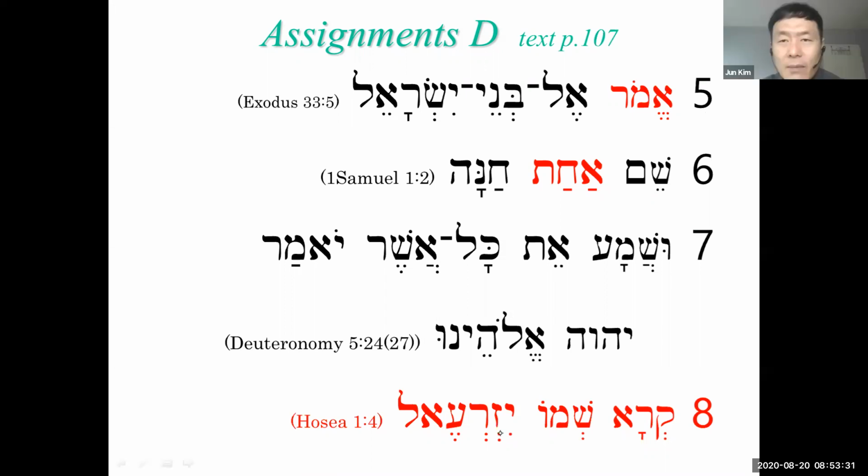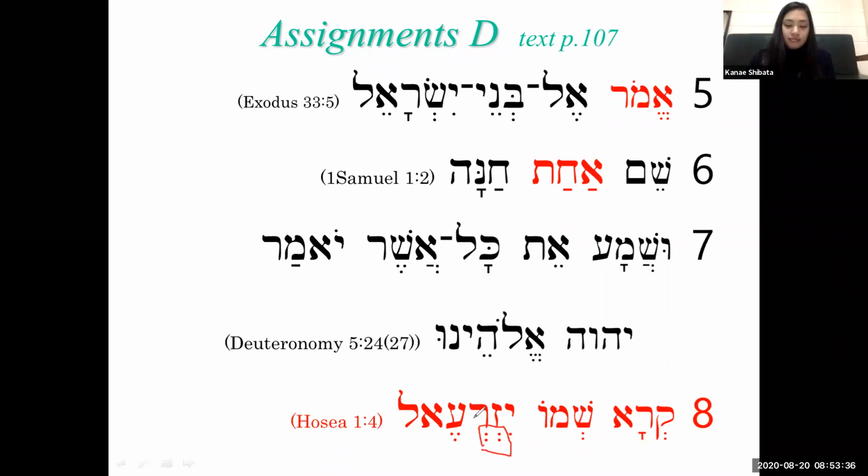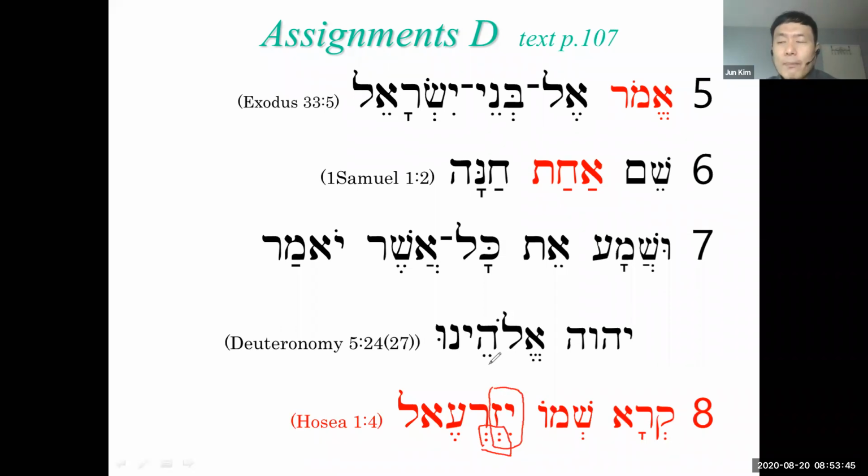Okay, let me ask you this question, Kanae. We have two shevas. Which one is vocal? The second one. Okay, so then how are you going to pronounce it? Then you need to put this one as one syllable. Okay, then it's Yisrael. Yeah, good job. Kara Shemo Yisrael. Very good.